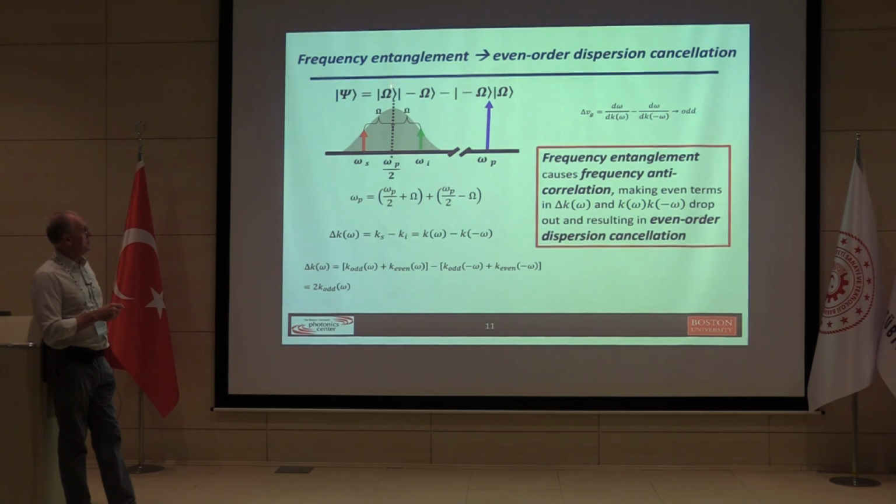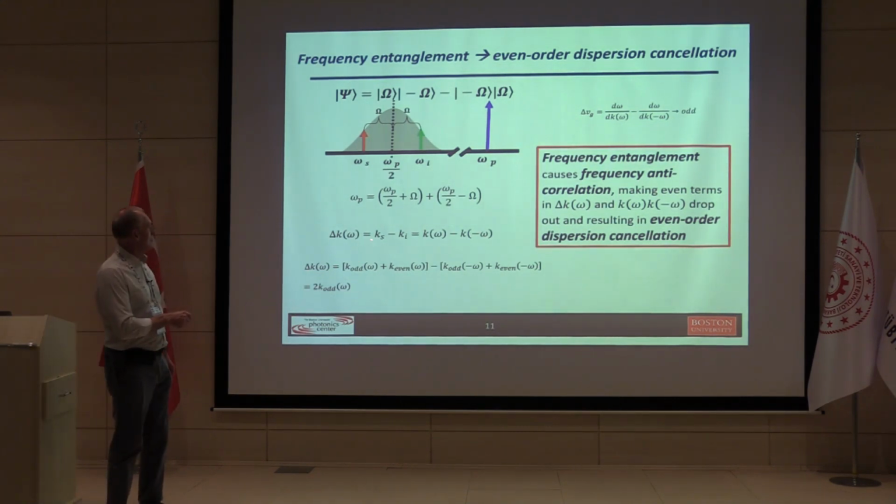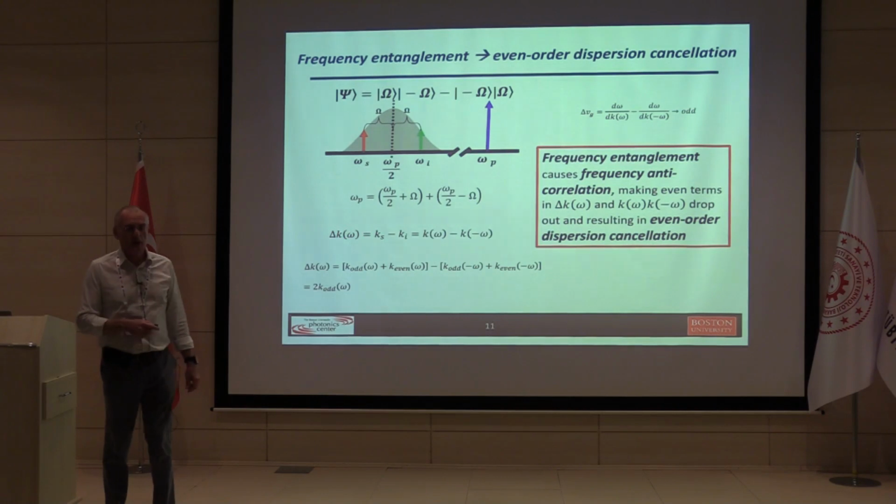Omega minus, omega plus, relative to the center of the wave packet. And basically, omega pump equals this plus this, this is signal, this is idler. The phase shift, as we all know, is omega dependent. Basically, the phase can be represented in a Taylor series, where k is a function of omega. What is the zero order of k of omega?